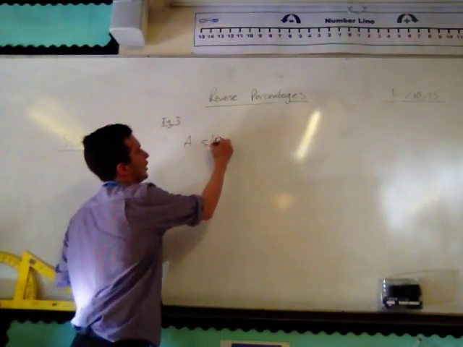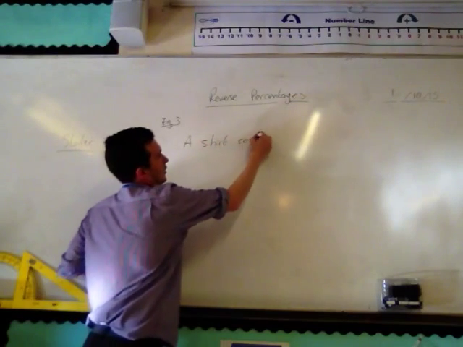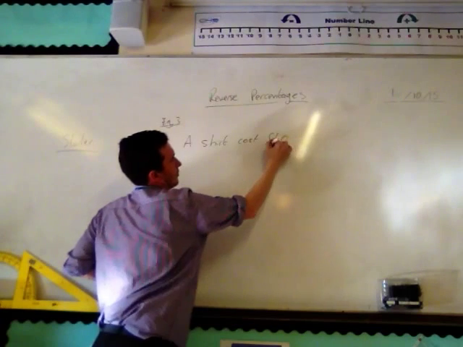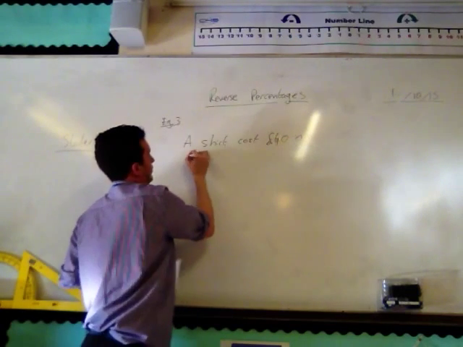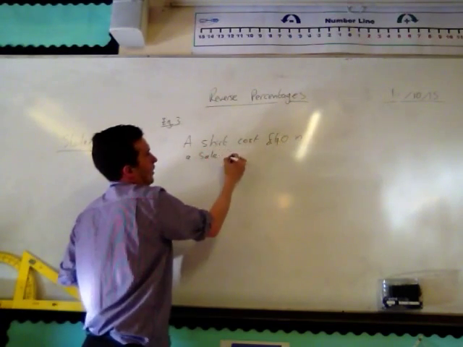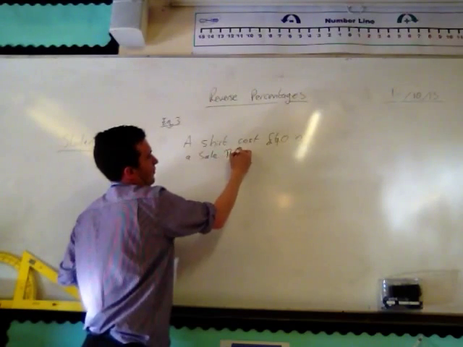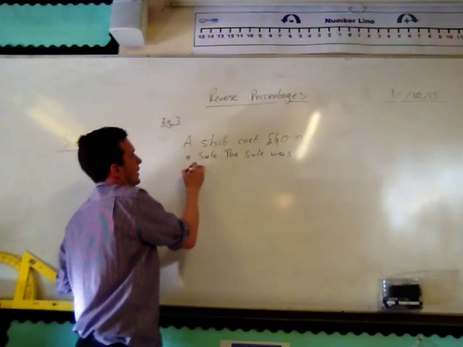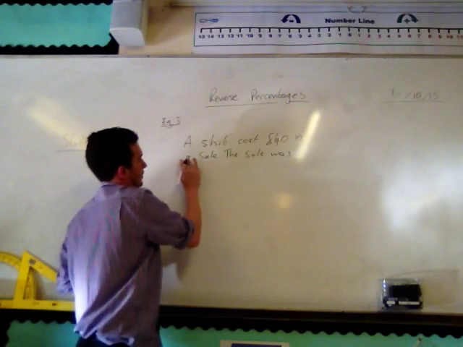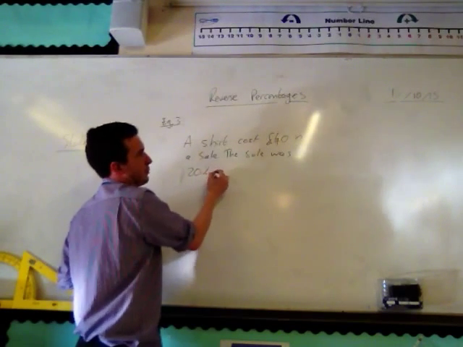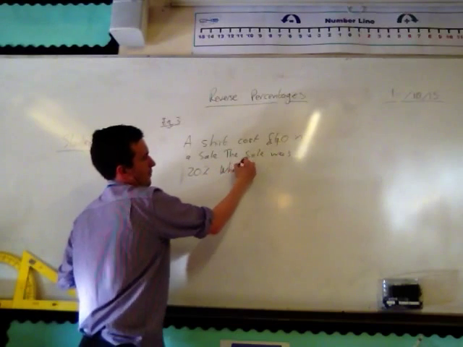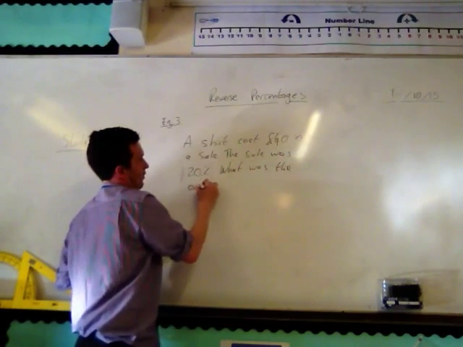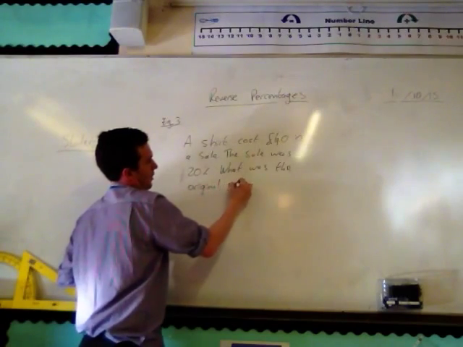So let's say a shirt cost £40 in a sale. The sale was 20%. That's a pound sign. 20%. What was the original price?